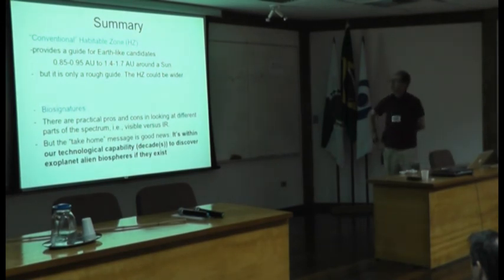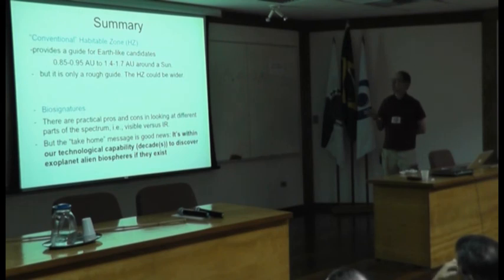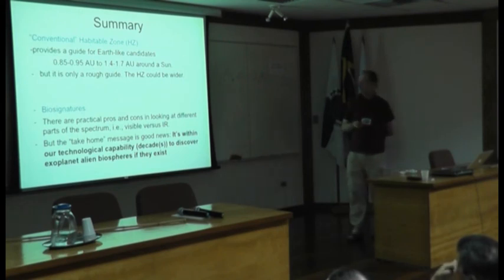So to summarize, then, I talked about the ideas of the habitable zone. The conventional habitable zone is a belt around a star where a planet has liquid water, and it provides a guide. So this is probably where you're going to find a habitable planet, 0.85 to 0.9 AU around a sun-like star is the inner edge, 1.4 to 1.7 is the outer edge. But it's only a rough guide.